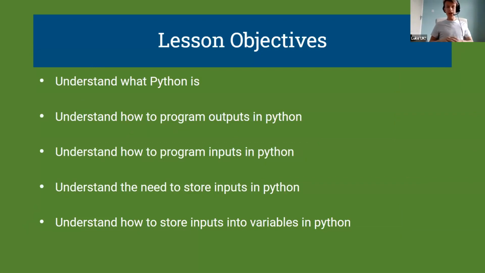Understand how to program inputs. Now these are sort of the reverse of outputs. Inputs are the things that the users actually put into the software, into the program, that then eventually will produce us some kind of output. We want to understand the need to store our inputs in Python. So these things that we're inputting to the actual machine, the machine needs to somehow save that information so it can use it to produce some kind of output. And then finally, we want to understand how to store these inputs in variables in Python, which takes the last learning point one bit further, which is really cool and really, really useful to do.